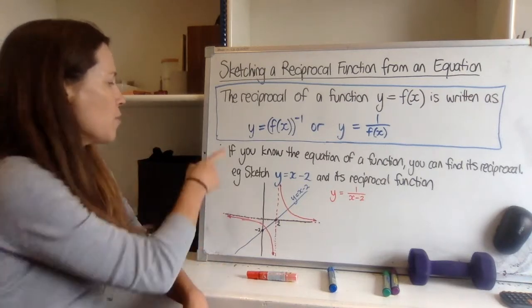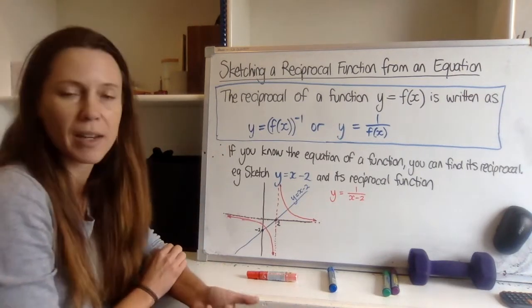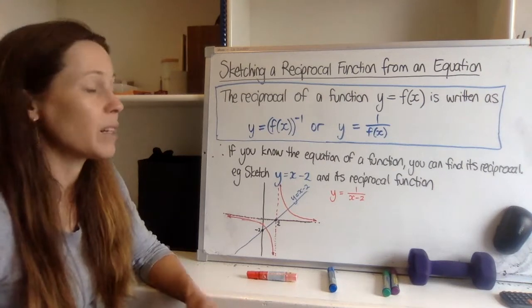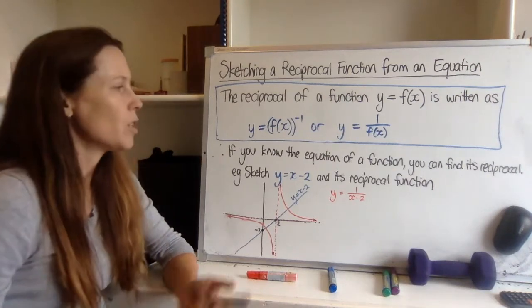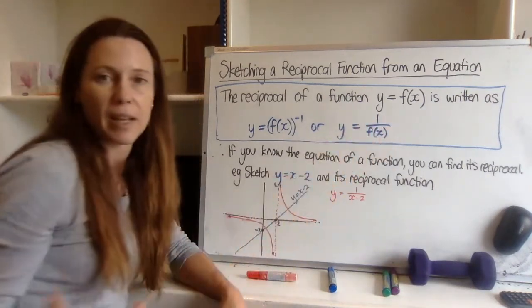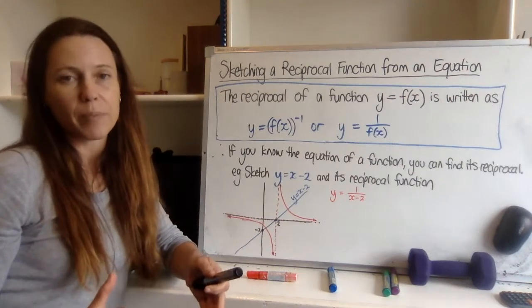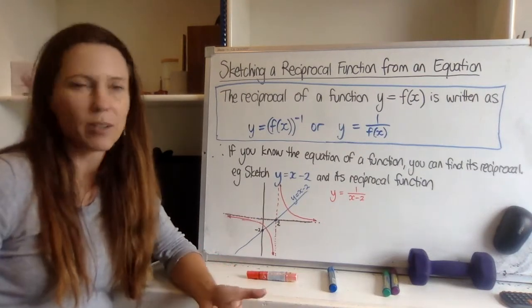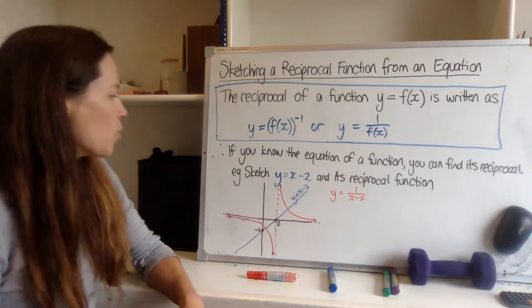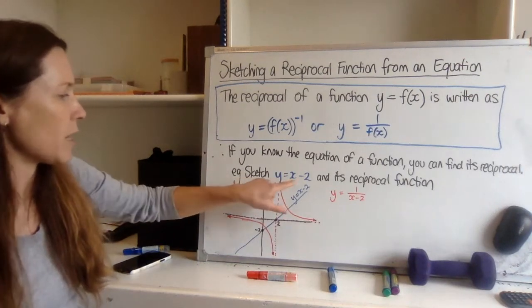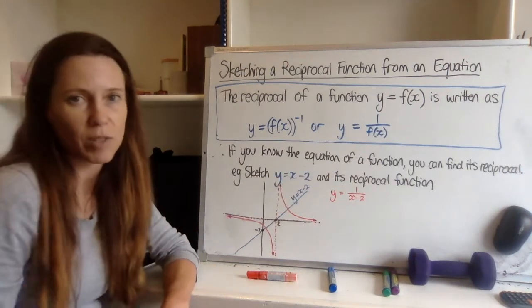Now, if you know the equation of a function, then it's really quite simple to find the equation of the reciprocal function. You just write 1 over, and then you put whatever equation you've been given. And hopefully you'll know how to graph that one. So here's an example. We are going to sketch y equals x minus 2 and its reciprocal function.